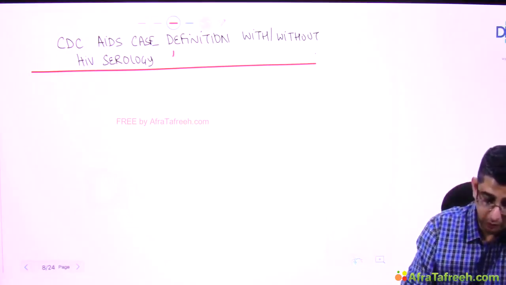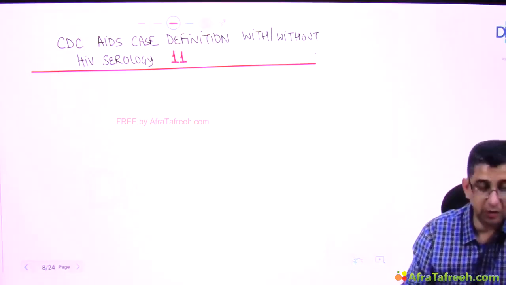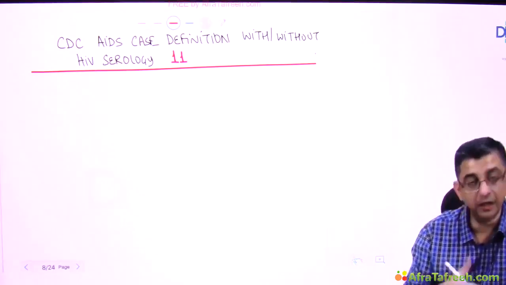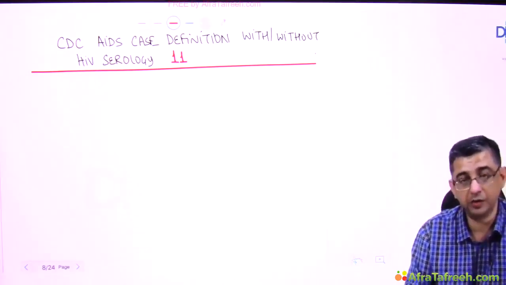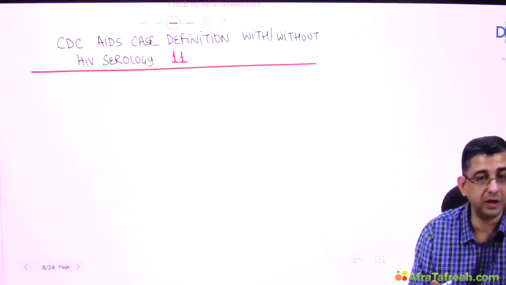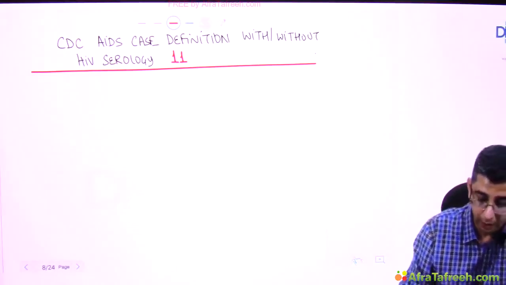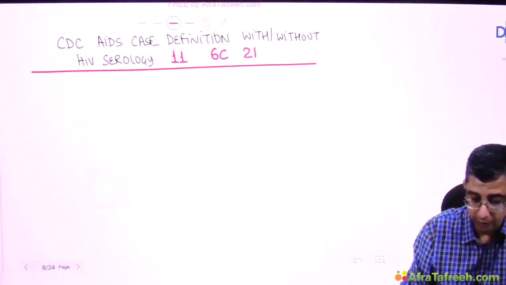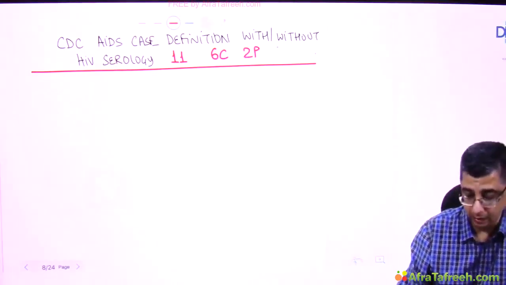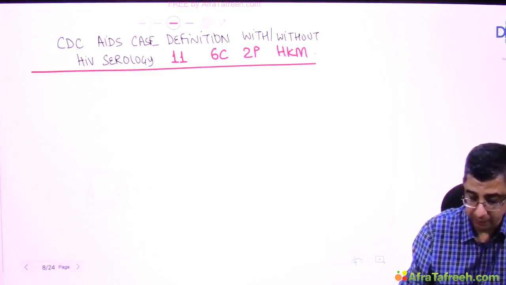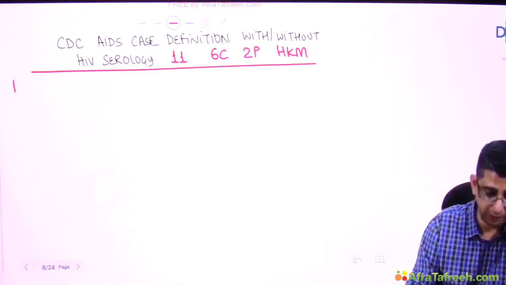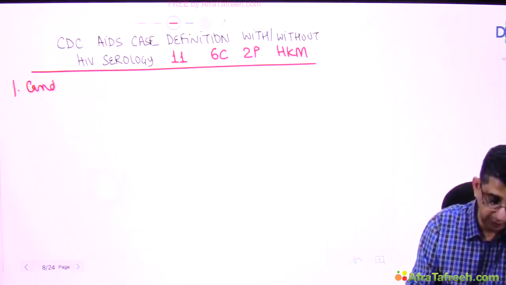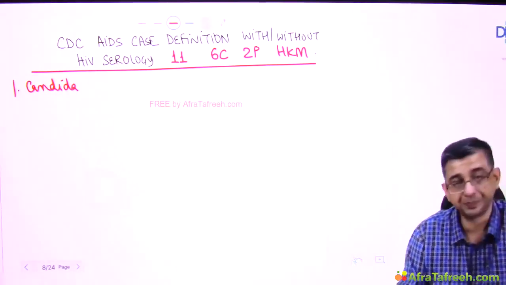I'll be describing a total of 11 diseases to you in whom, if present in an individual, we can directly say that the person is having AIDS even if the serological tests are not available. In these 11 diseases, 6 will begin with alphabet C, 2 will begin with alphabet P, and then there would be 3 alphabets H, K and M. So let's just talk about each one of them individually. The first one to be taken into consideration is Candida.